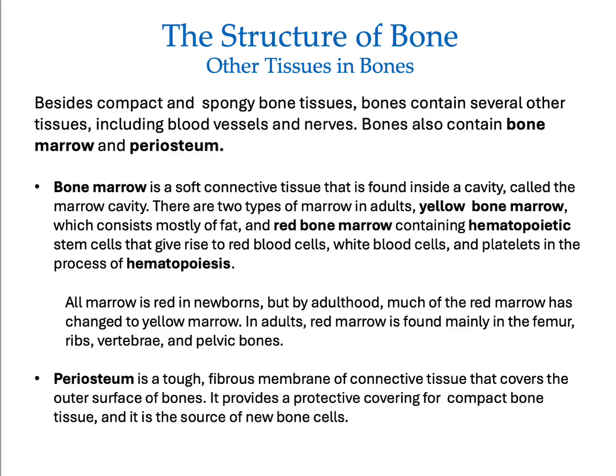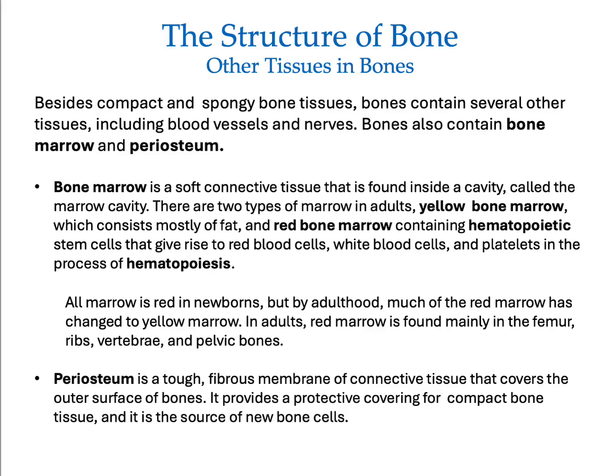containing hematopoietic stem cells that give rise to red blood cells, white blood cells, and platelets, and this all happens through the process of hematopoiesis. All marrow is red in newborns, but by adulthood, much of the red marrow has changed to yellow marrow. In adults, red marrow is found mainly in the femur, ribs, vertebrae, and pelvic bones.